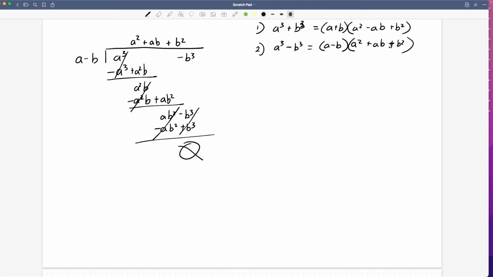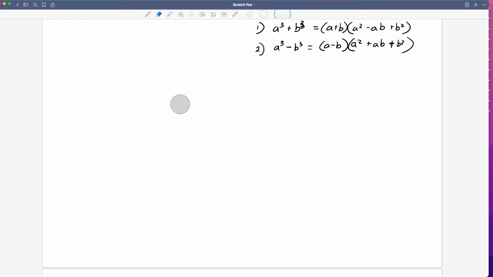So you see the only difference here is when you have a cubed plus b cubed, if it's plus, then you're going to have a minus ab for your middle term. It's going to be a negative middle term. But if you have a subtraction, a cubed minus b cubed, then you're going to have a minus in your first binomial, and everything else will be positive. So those are the two forms that we want to remember, that we want to apply when we see these sums and differences of cubes.